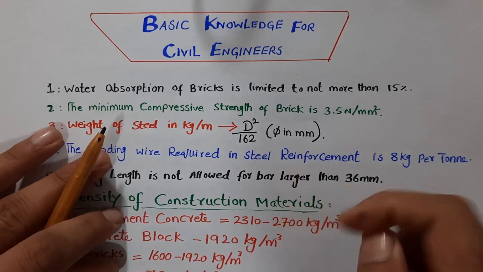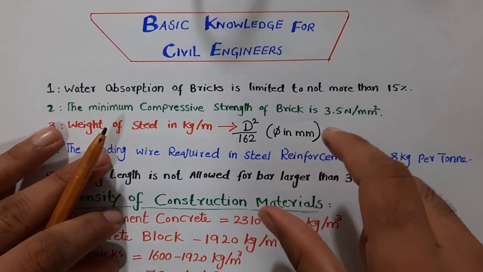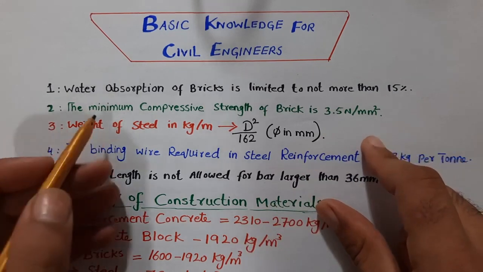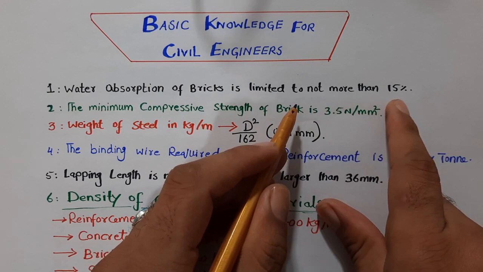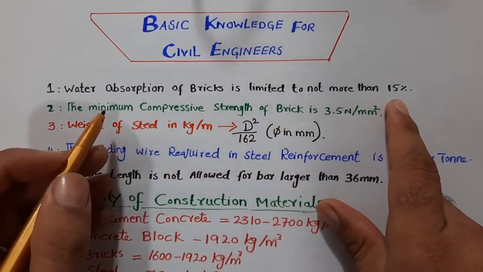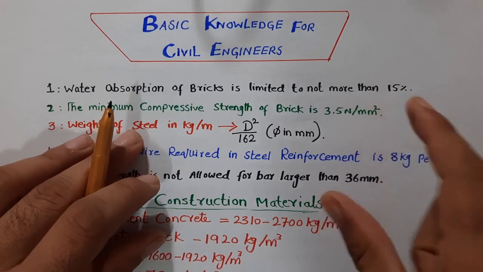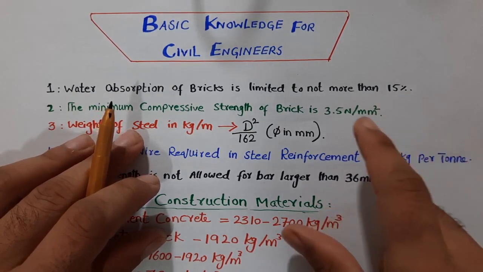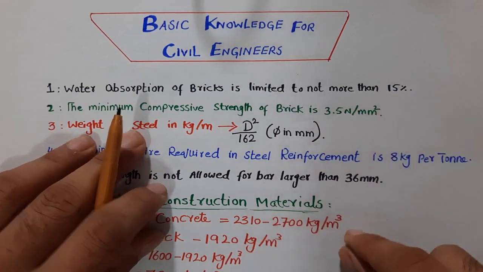So before starting brick masonry, we put the bricks inside water to get full strength. Therefore, the water absorption of brick is limited to not more than 15%. If it absorbs more than 15% water, it means this is second or third class brick. So it should not be more than 15%. This is the first one, okay?